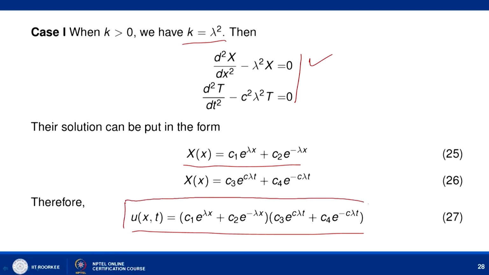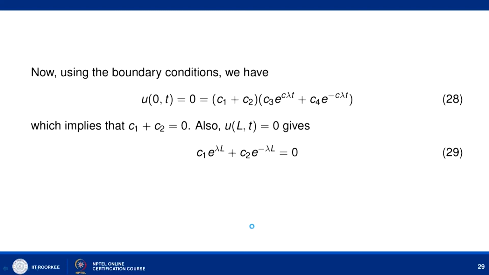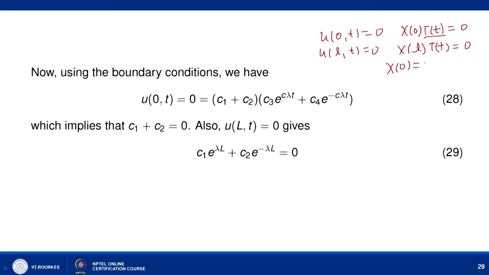Now we have to obtain 4 constants c1, c2, c3, c4. So here we will use the boundary conditions. So boundary conditions are what? It is u(0,t) equal to 0 and u(L,t) equal to 0. So when you put your solution, this is X(0)T(t) equal to 0, and similarly X(L)T(t) equal to 0 here. So here since T(t) cannot be identically equal to 0, this implies that X(0) is equal to 0 and X(L) equal to 0. So using this you can solve this problem.